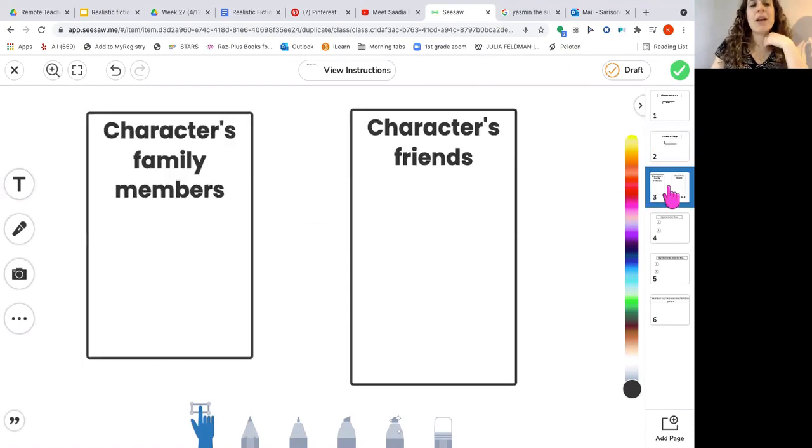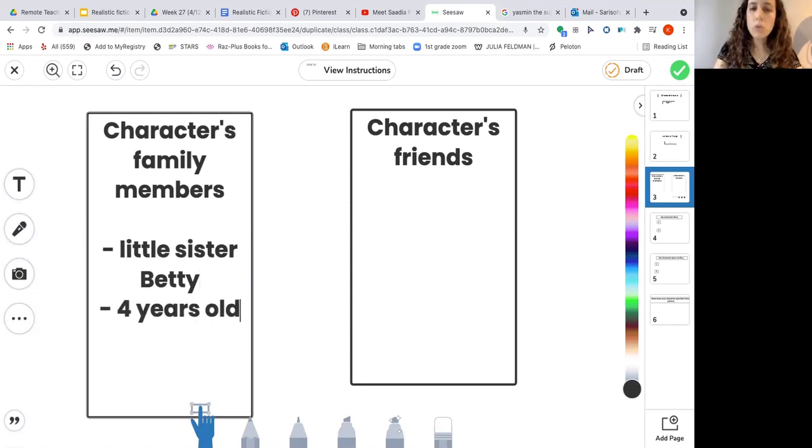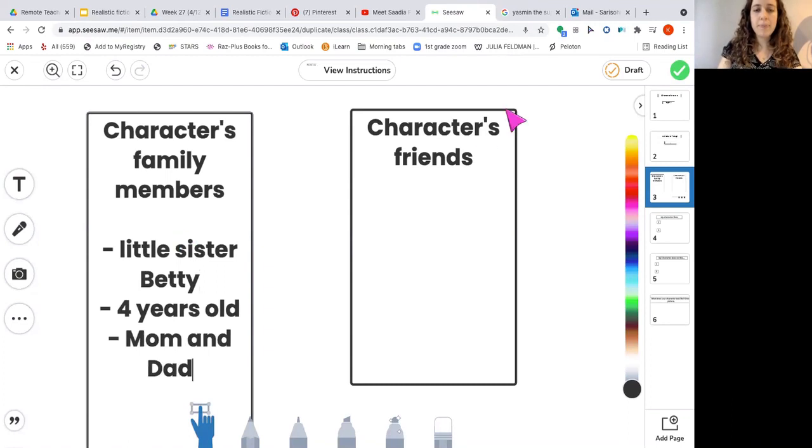And now it's time to think about some family members that my character has. I know that when I read books, they always talk about their family. Well, I know I want my character to be a big sister. So let's see, she's going to live with her little sister, Betty. And Betty is going to be 4 years old. And she's also going to live with her mom and dad.